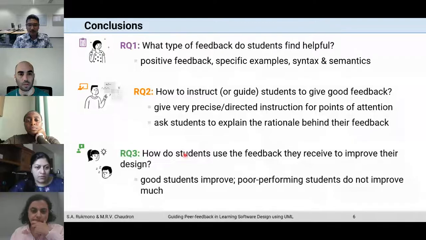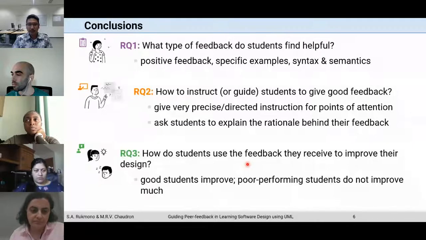And for the third research question, how do students use the feedback they receive to improve their design? We found that mostly, as can be expected, the students who receive mostly negative feedback make plans of improvements, while students that receive mostly positive feedback make less plans of improvement.